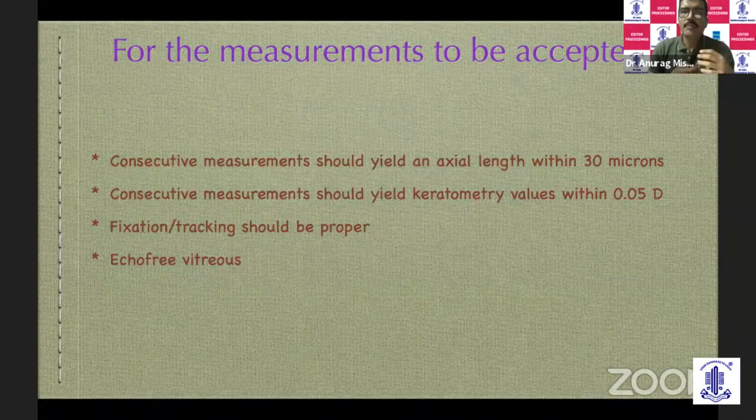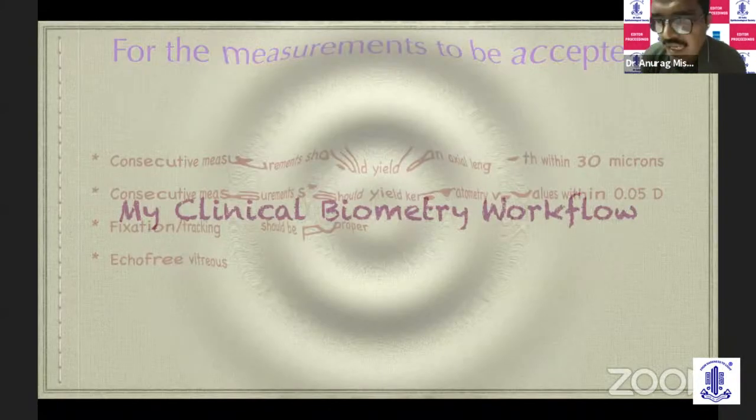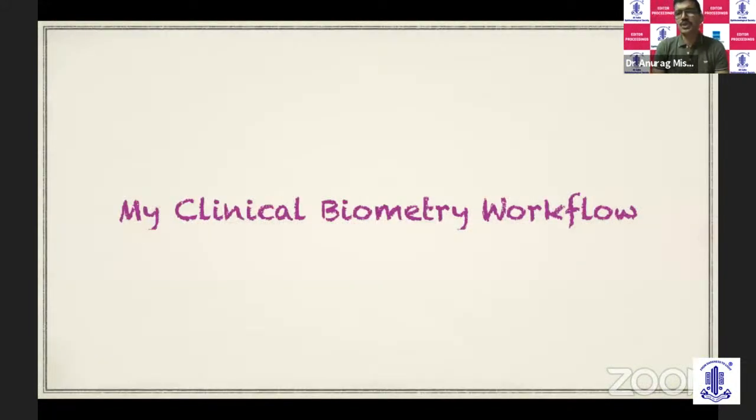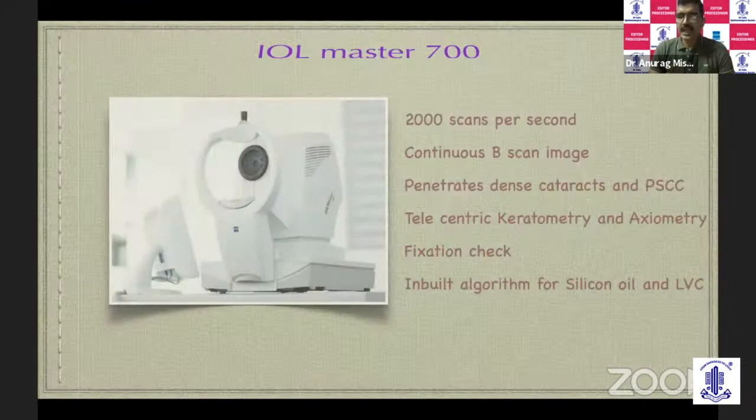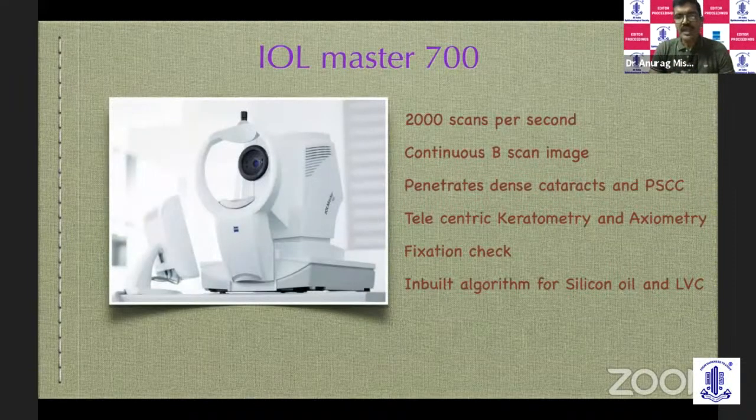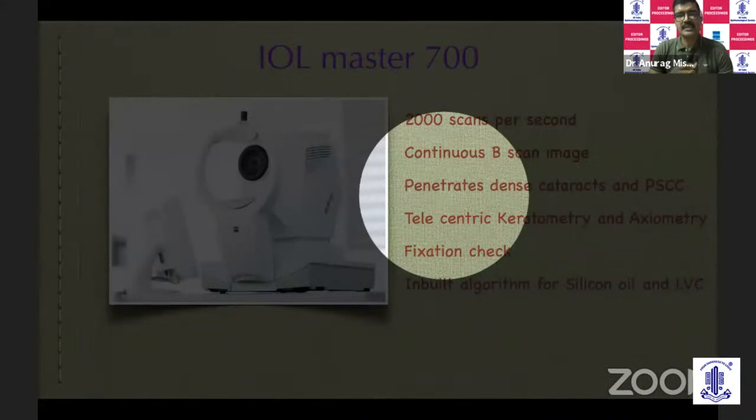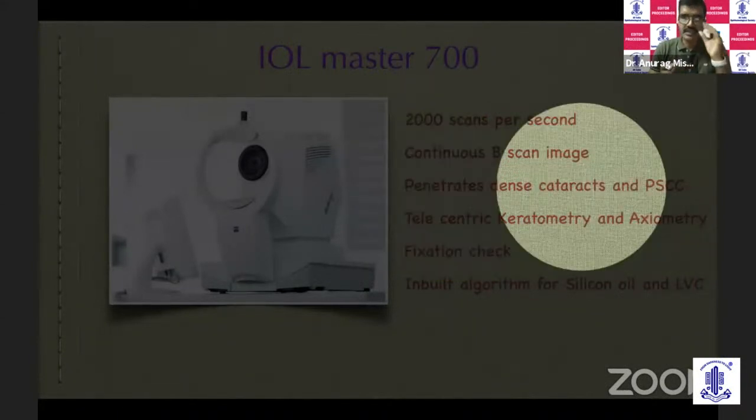Now let's go to my clinical biometry workflow. I have 4 workstations for the patient to travel from one station to the other. This starts with the IOL 700. As we talked about, it produces 2000 scans per second. It penetrates dense cataracts because it has a 1060 nanometers light source.